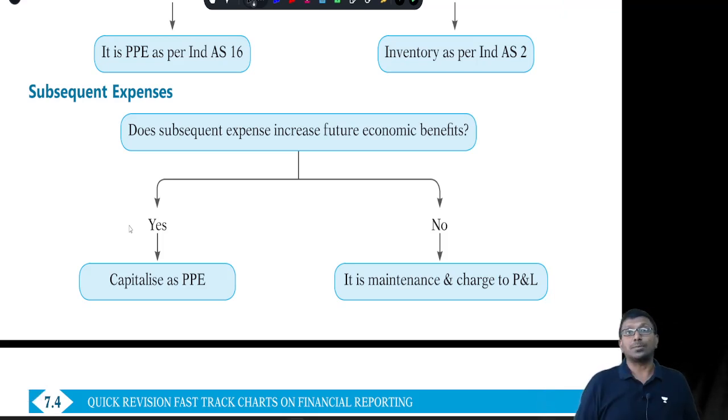Now let's come to subsequent expenditure. The asset is already constructed. Suppose, for example, this is a 3-floored building and we are constructing a 4th floor with the permission of the local municipality. What should I do with that newly spent expenditure? It is not a new asset; you are spending money on the existing asset. Shall I capitalize that expenditure or charge it to P&L?